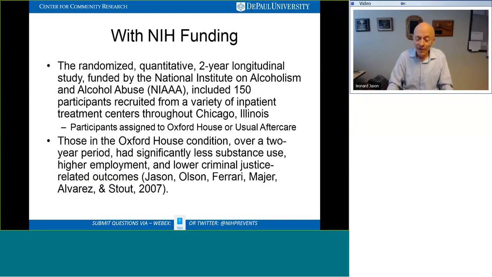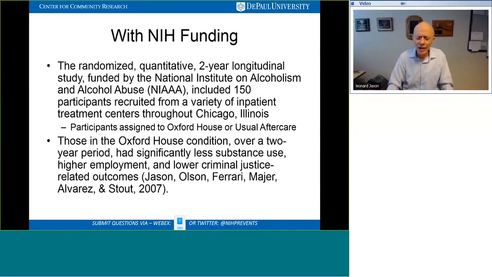So we did finally get funding from NIH in a quantitative study. It was a 2-year longitudinal study funded by the National Institute of Alcoholism and Alcohol Abuse. It included 150 participants recruited from a variety of inpatient treatment centers throughout Chicago, and participants were randomly assigned to either an Oxford House or usual aftercare after finishing treatment.